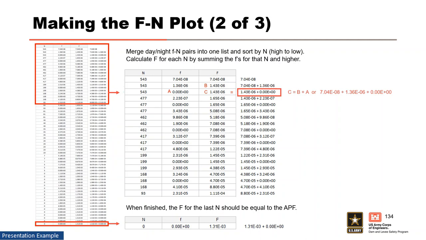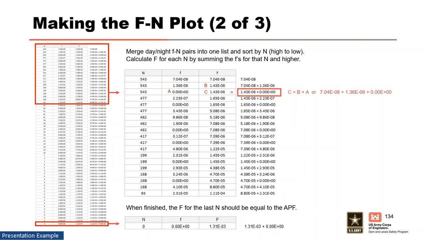All the pairs from all potential failure modes and exposures are in this table. When we sort them, we want to sort them high to low. From these sorted FN pairs, we will calculate the big F for each N, the cumulative probability, by summing the little Fs for that N and higher Ns, much like we did when developing the cumulative risk profile plots earlier. For the first partition, the little f is going to be equal to the big F, and is equal to 7.04 times 10 to the minus 8.